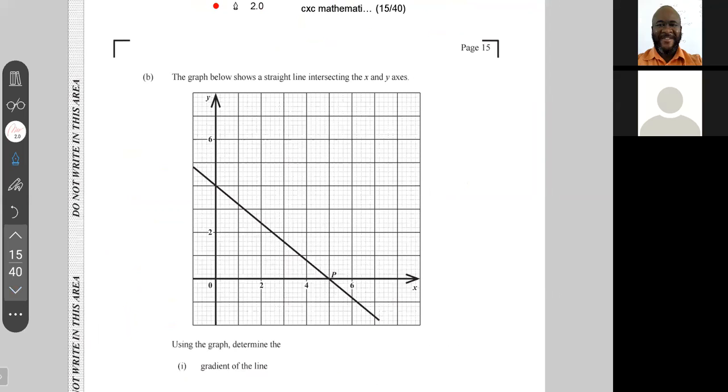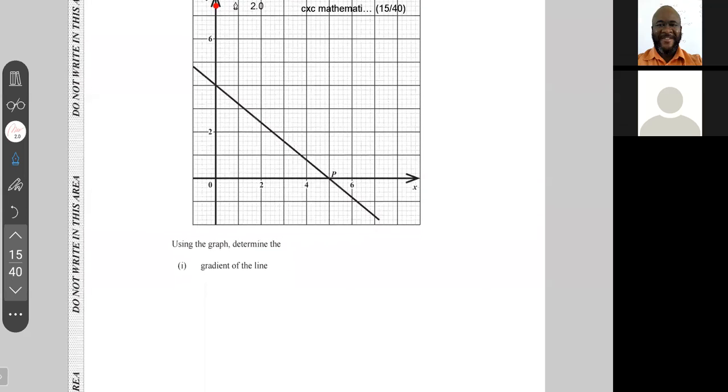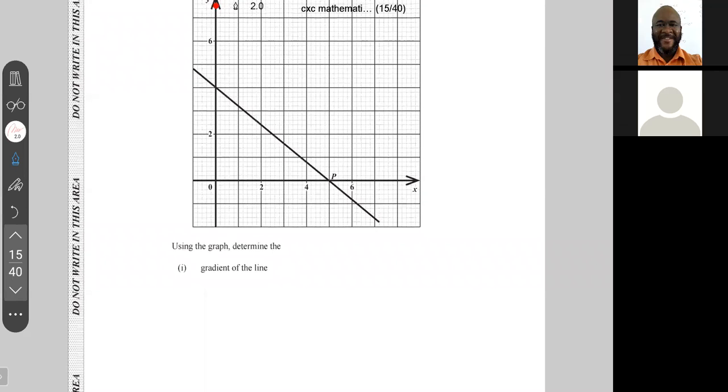So the B part of the question is coordinate geometry. This says the graph below shows a straight line intersecting the x and y axes. Using the graph, we need to determine the gradient of the line. So let us use this point here. We need to know the coordinates of 2 points on the line in order to determine the gradient. This is the point 0, 4. And this is the point 5, 0.